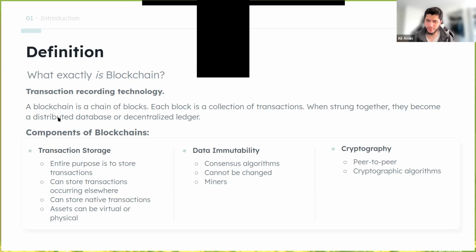Blockchains have three major components. So each block will have a certain amount of entries. Yes, exactly. Each block will have a certain amount that is capped for a couple of reasons.